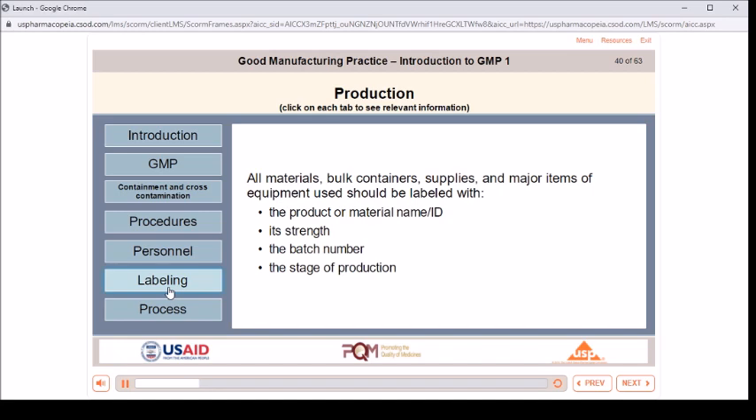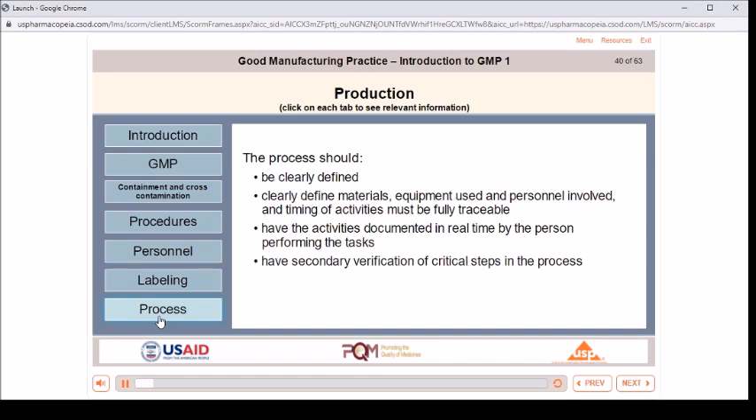Labeling. All materials, bulk containers, supplies, and major items of equipment used should be labeled with the product or material name or ID, its strength, the batch number, and the stage of production. Process. The process should be clearly defined. Materials, equipment used, and personnel involved, and timing of activities must be fully traceable. Have the activities documented in real time by the person performing the tasks. Have secondary verification of critical steps in the process.